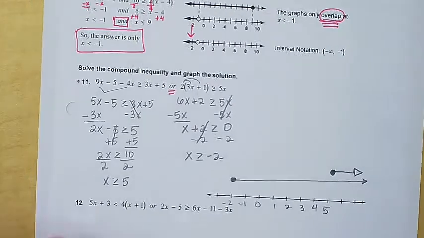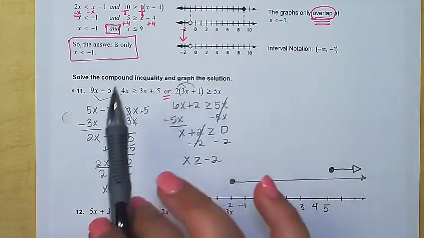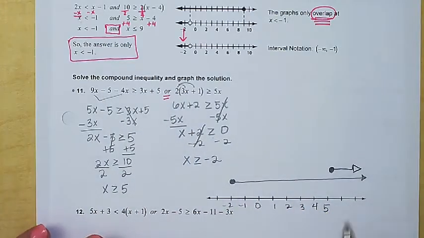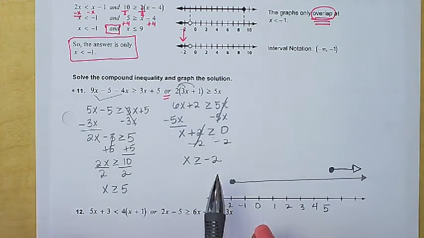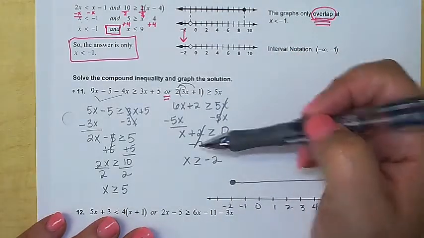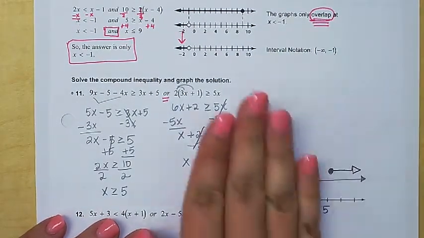Okay. Now, those are the two individual ones. I want to know what is the solution to our entire compound statement. So I want anything that makes one or the other true. I want you to notice the difference between this one and this one. If it had been an and statement, I would only be interested in where they overlap.